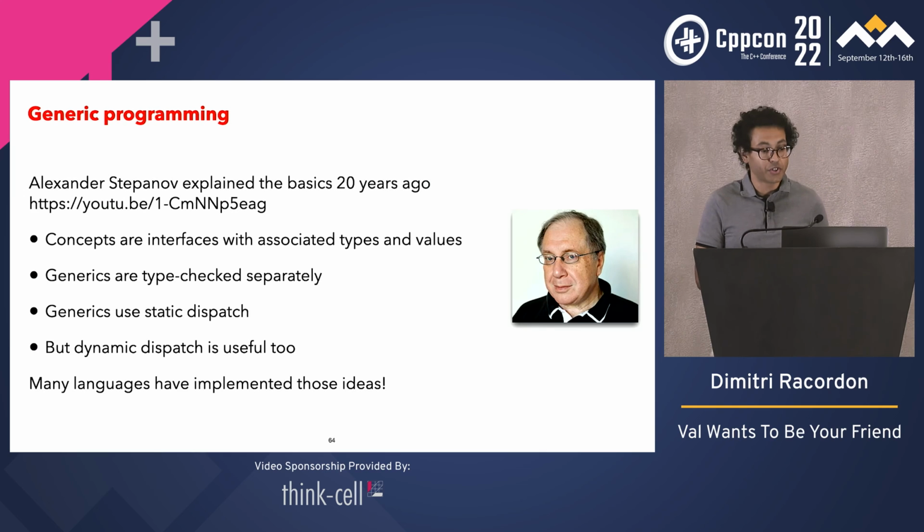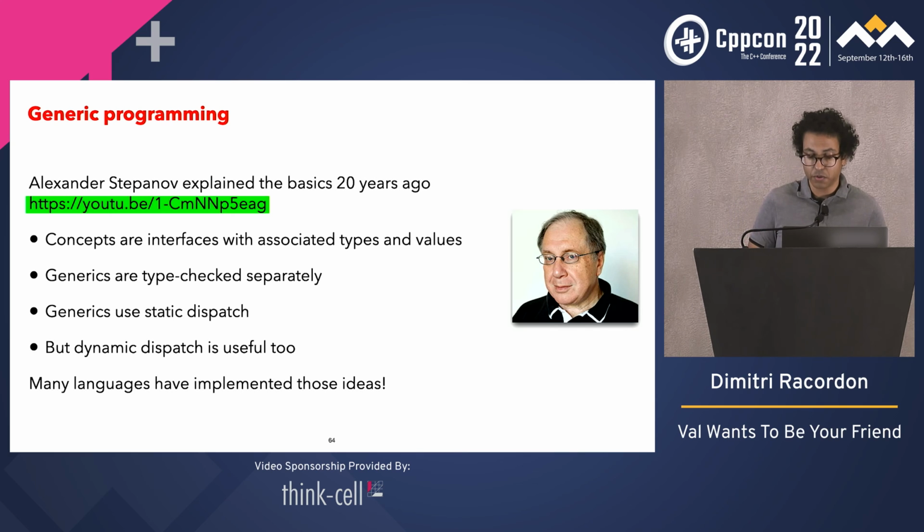Now let's turn to generic programming, which is another big goal of Val. The story for generics in Val looks pretty much like what Alex Stepanov envisioned 20 years ago. And I really recommend everyone to watch this wonderful talk. It's an Adobe seminar from January 2002, where Alex explains his vision. In a nutshell, concepts, like we have them in C++, are just like Java interfaces with types and values. And generics are type checked separately, which is different than concepts in C++, of course. And that's really key to develop generic algorithms that don't break when you instantiate them.